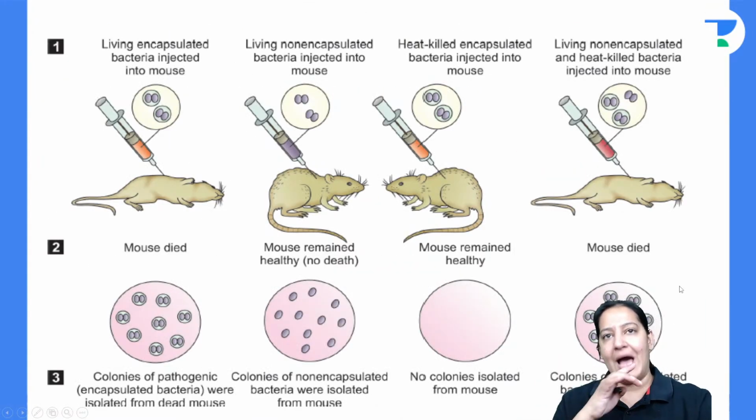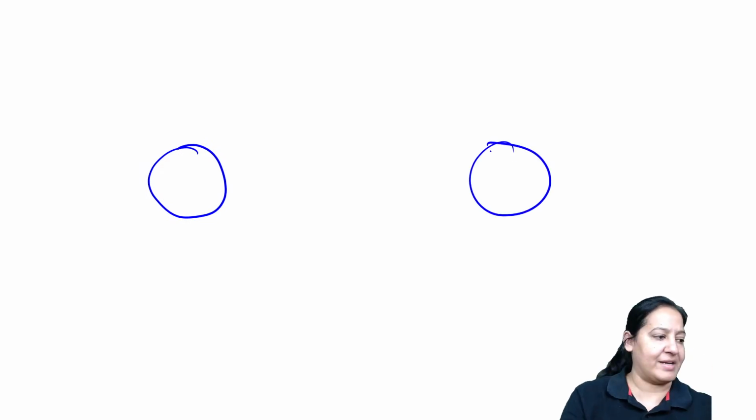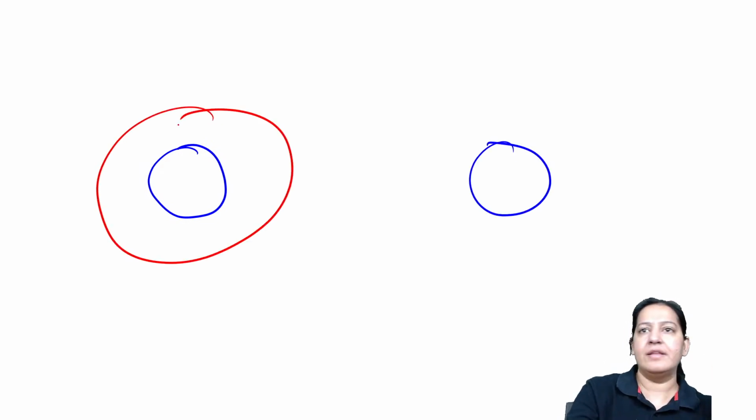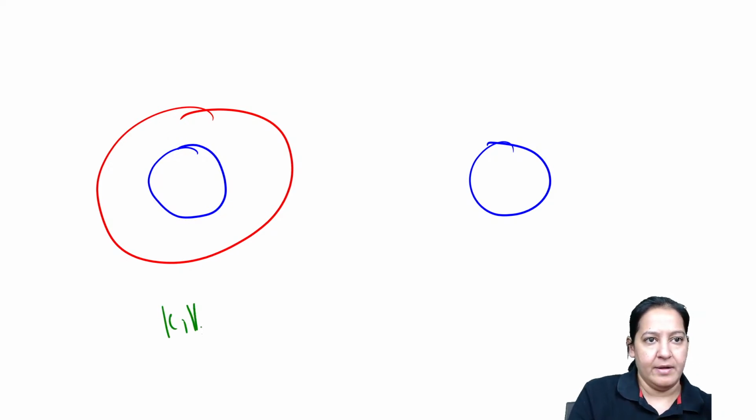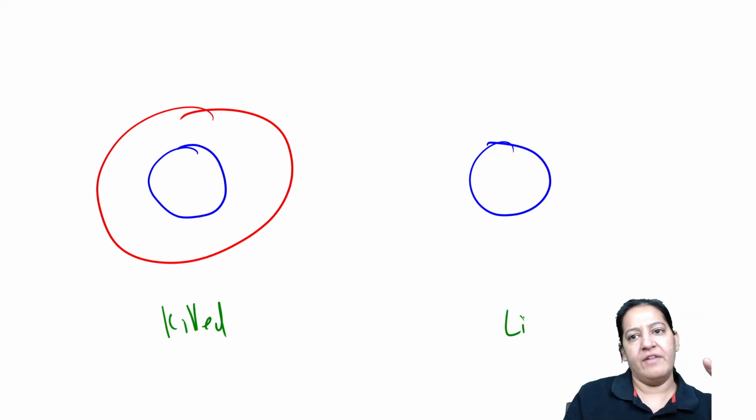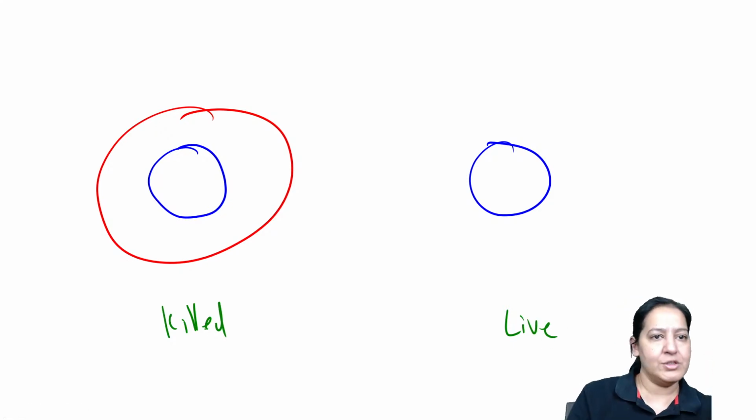So actually what is happening, this is a bacteria. Let me draw a bacteria. This one is the Pneumococcus bacteria. This one is also a Pneumococcus bacteria. This one is capsulated. This one is non-capsulated, right? The capsulated one is the killed one. And the non-capsulated one is the live one, right?